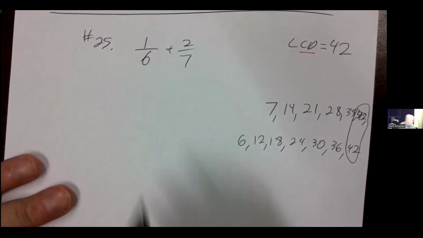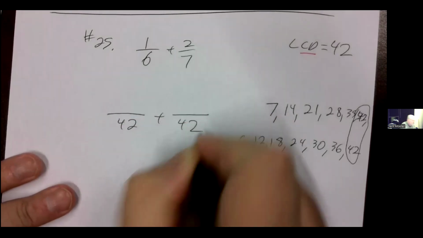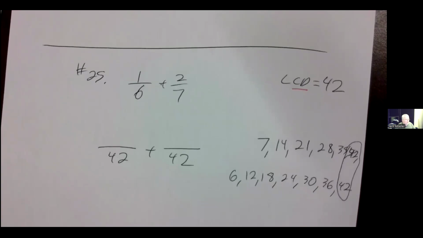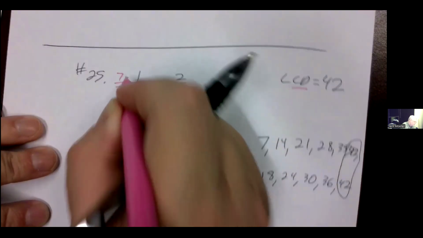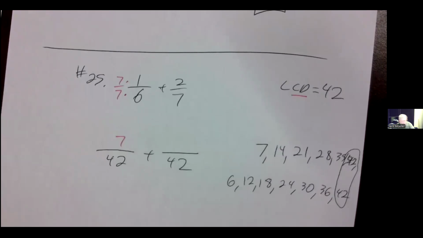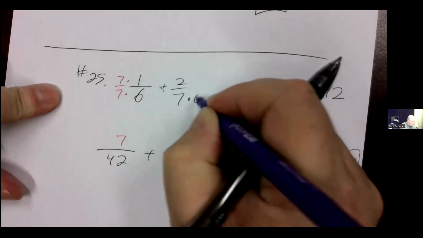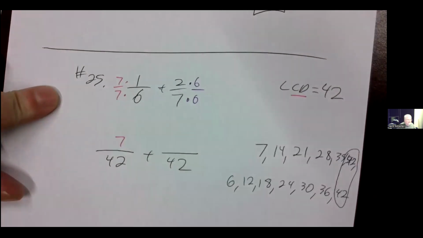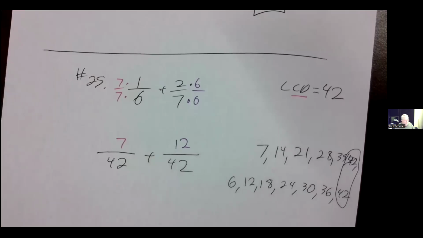All right, so we need to get both of these over 42. How do we do it legally? Well, on the 1/6, 42 divided by 6 is 7. So we're going to multiply top and bottom by 7. That gives me 7 over 42. For the 2/7, 42 divided by 7 is 6. So we're going to multiply top and bottom by 6. So 2/7 is equivalent to 12/42.